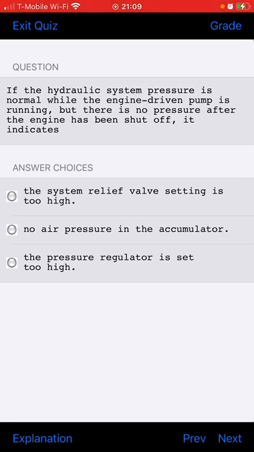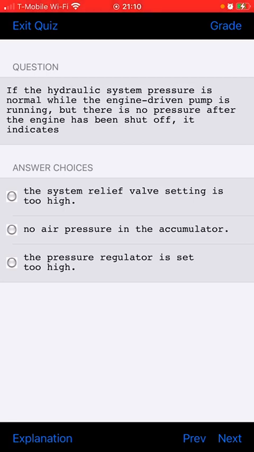Now let's go back to the phone here. If the hydraulic system is normal while the engine-driven pump is running, but there is no pressure after the engine has been shut off, it indicates what? Listen, stop, yo, put the phone down. Put your dirty phone down. I'm looking right at you. Stop it. Don't let me pull the whip out. Don't let me get the belt. Focus, people. If the hydraulic system pressure is normal while the engine-driven pump is running, but there's no pressure after the engine has been shut off, it indicates what?